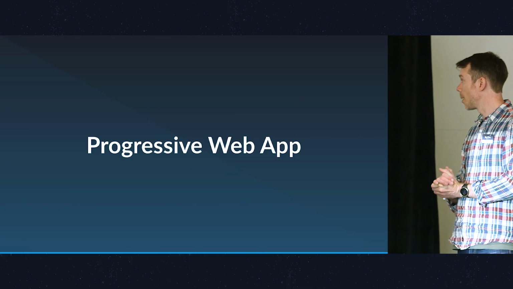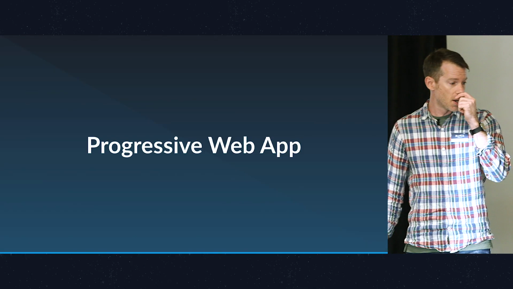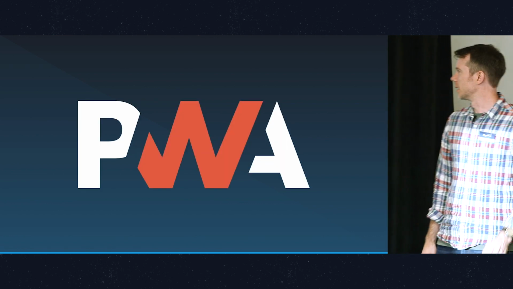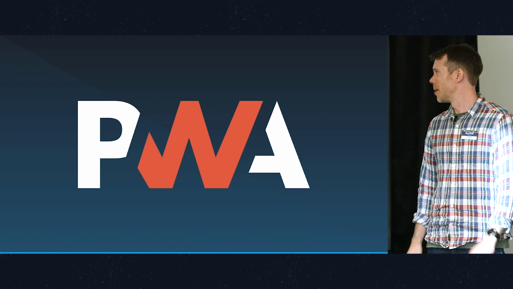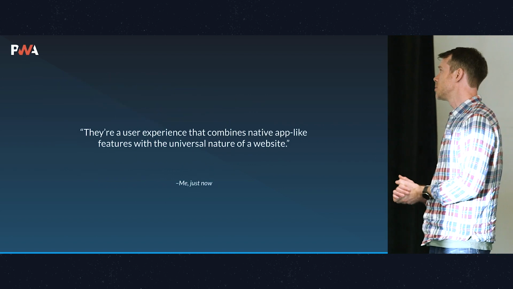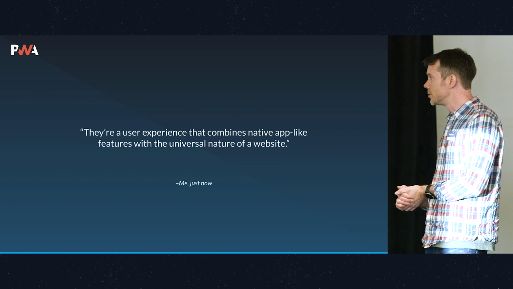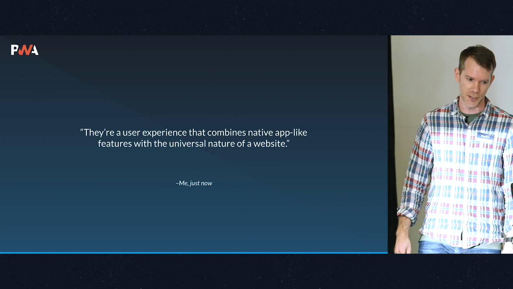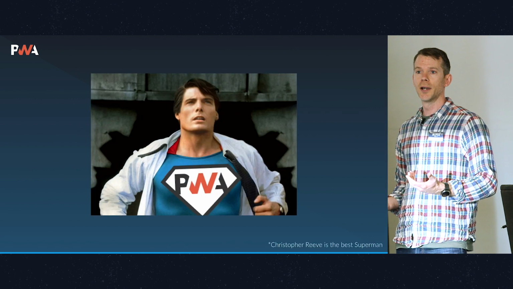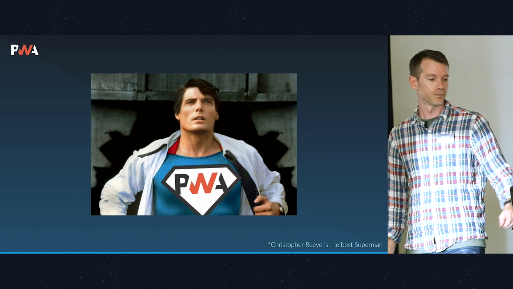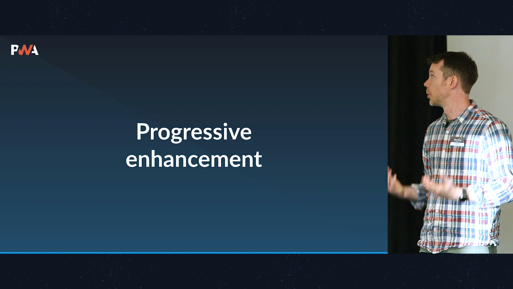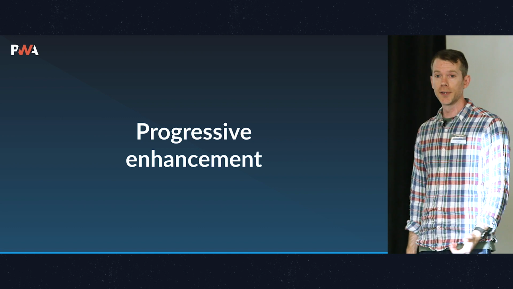So progressive web app. It's a bit of a mouthful, so I'm going to refer to them as PWAs from now on. Although it's a bit like www and World Wide Web, they're pretty long either way. They're basically a user experience that combines native app-like features with the universal nature of a website, or in a sort of less pompous way, they're kind of normal websites with app-like superpowers. The P obviously is progressive web apps, and that's progressive enhancement.